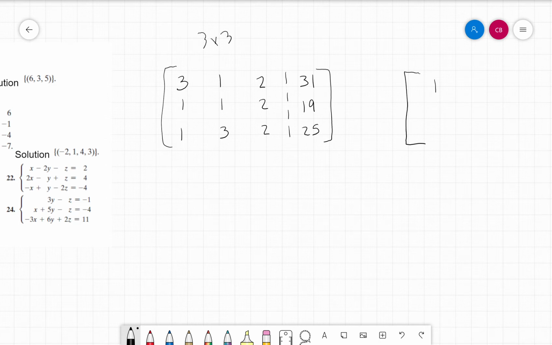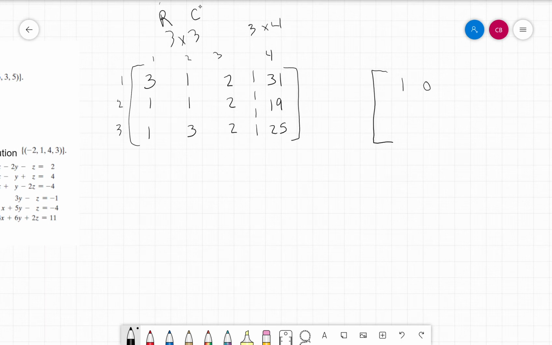Oh, I didn't talk about that either. When I say 3 by 3, I'm talking 3 rows by 3 columns. So there are 1, 2, 3 rows and 1, 2, 3 columns. Technically, if you use the augmented matrix, this is a 3 by 4.